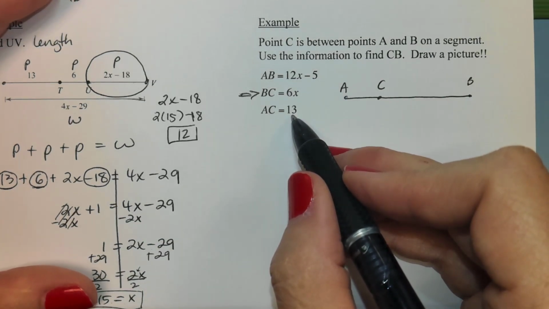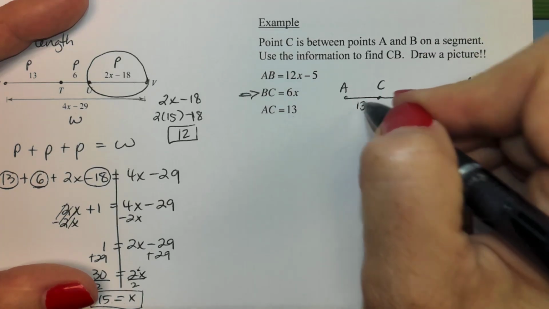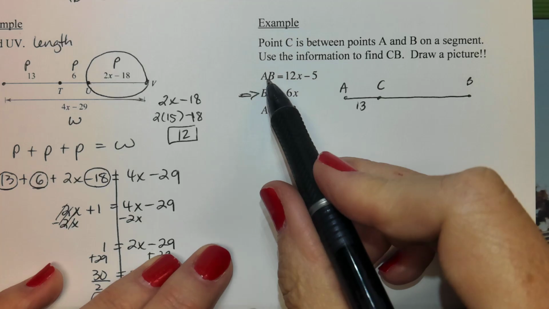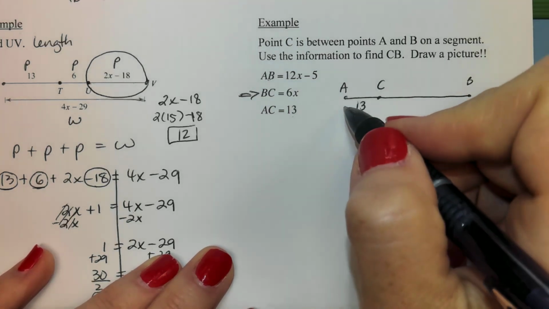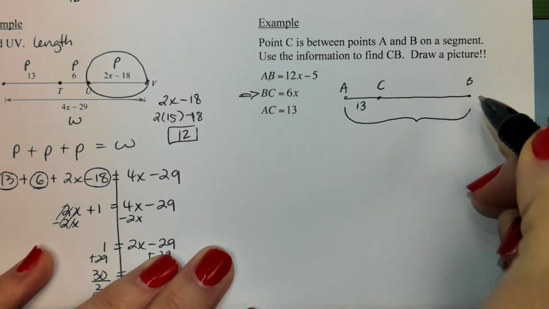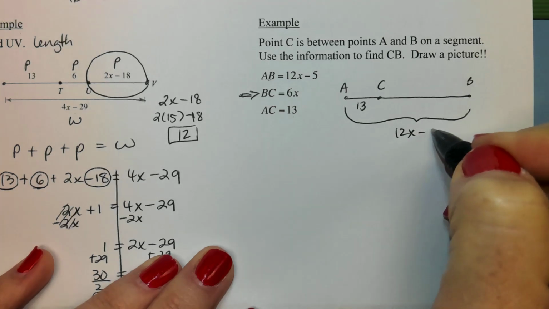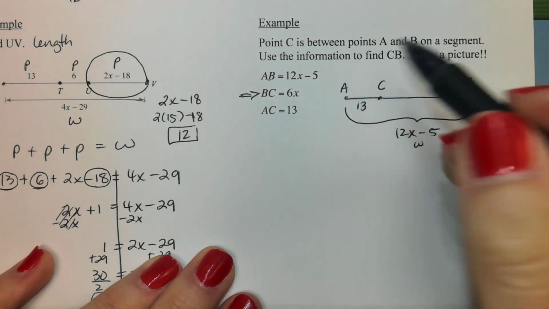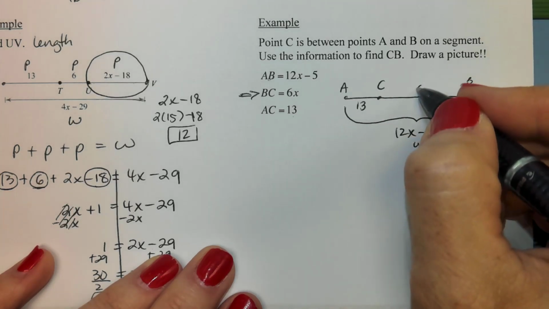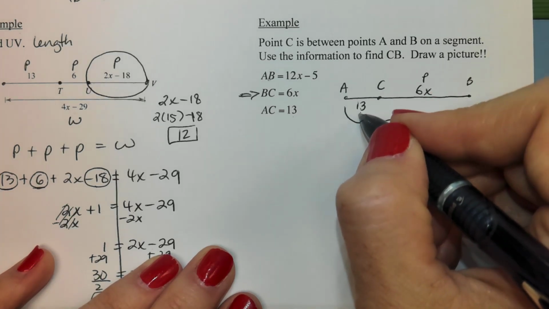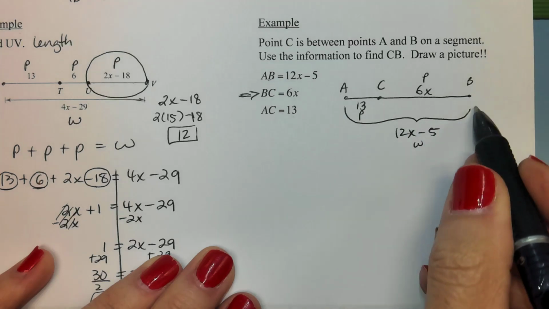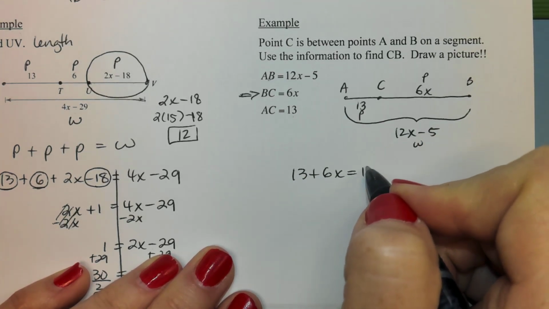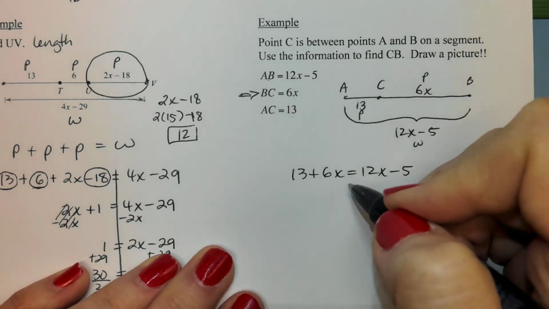AC is 13. AB is 12x minus 5, so it's the whole thing, goes the whole way. 12x minus 5. I'm going to put a W there, that's the whole. And then BC is 6x, so from here to here is 6x. So that's a part, this is a part, that was the whole thing. So part plus part equals whole thing. Fence it.